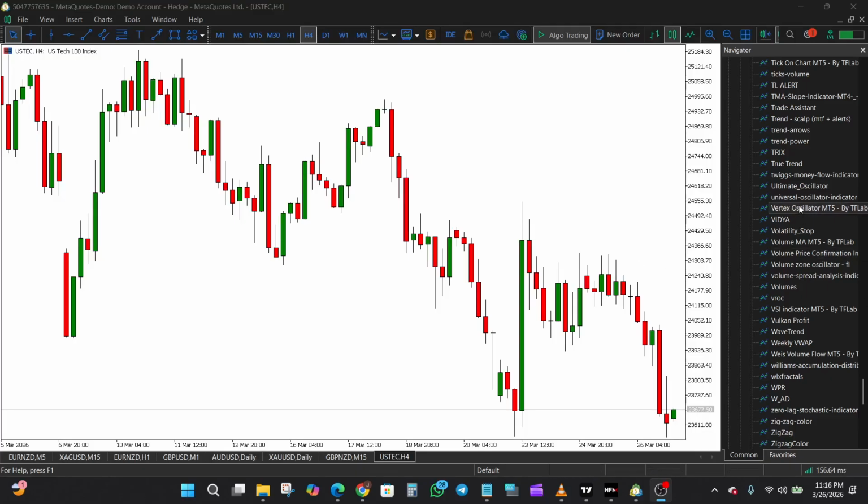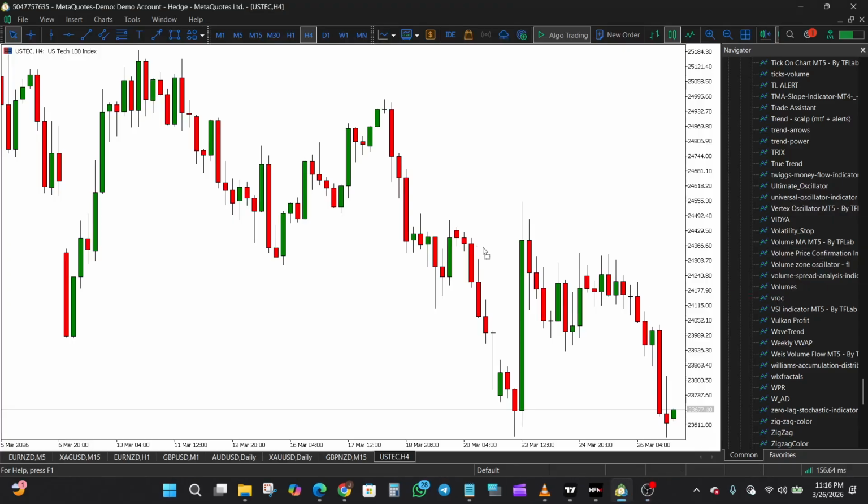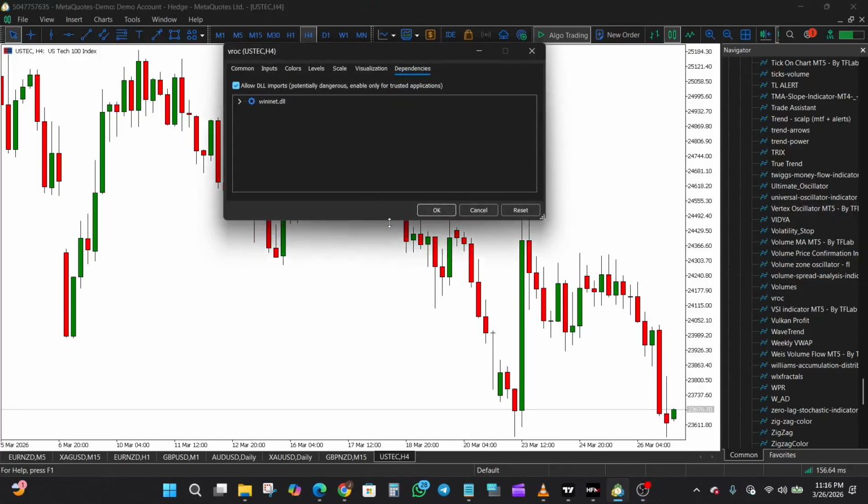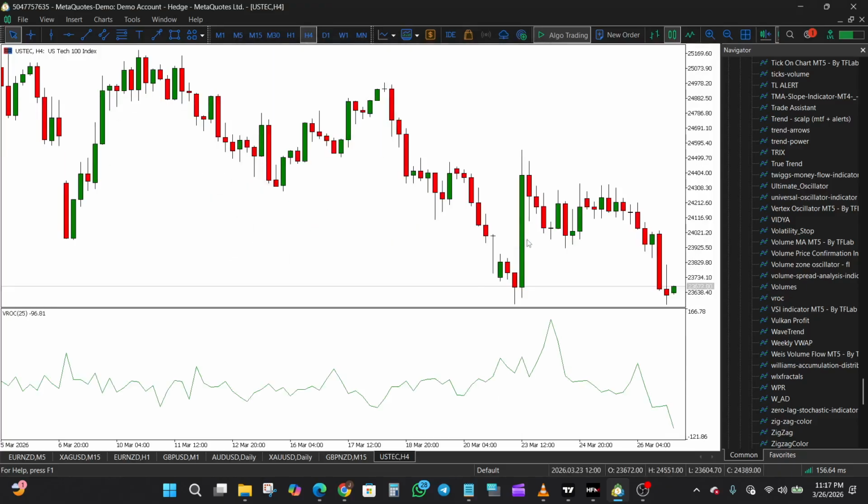All right, so let us start by adding the indicator to our chart. Ensure that the allow DLL imports box is checked. Now here we go. As we can see, the indicator is displayed in an indicator window. It's a trading tool that measures the rate of market volume fluctuations.